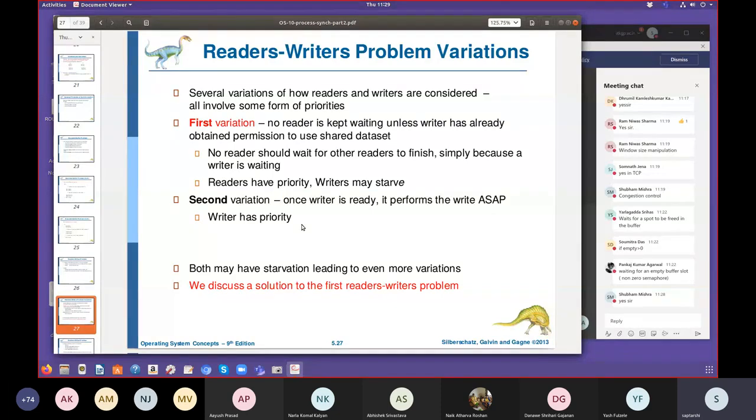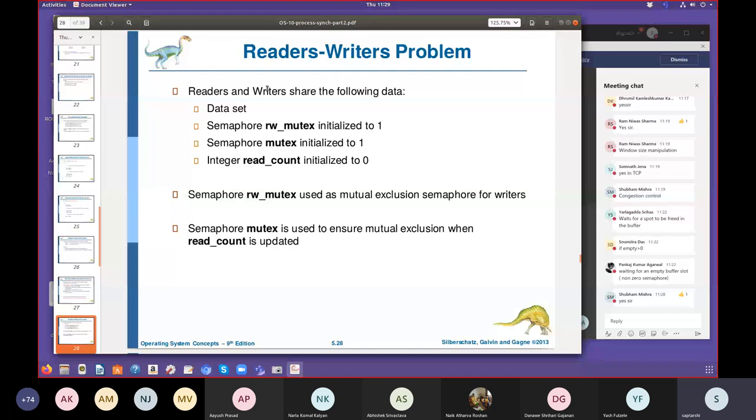Great. Now these are the semaphores that we will go with. Semaphore rw_mutex, which is initialized to 1. Semaphore mutex initialized to 1, and integer read_count initialized to 0. Specifically, rw_mutex will be used for the writers, as the mutual exclusion semaphore for writers. And mutex will be used to ensure mutual exclusion when read_count is updated. Understand clearly what is happening? This is a complicated scenario, so think about it.